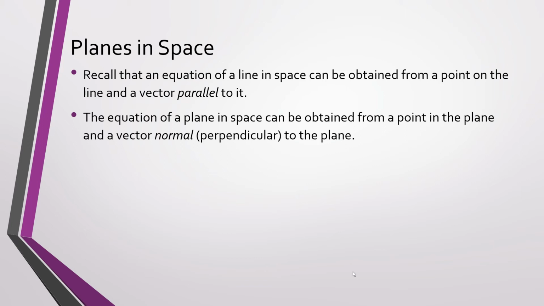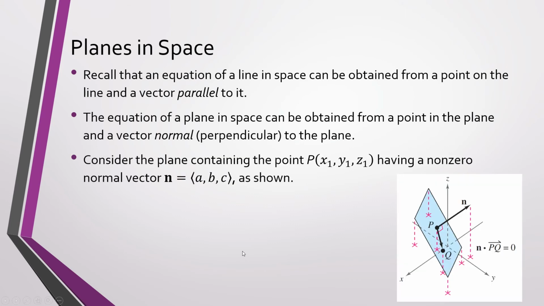So normal, perpendicular, orthogonal are used rather interchangeably in your book when we're referring to vectors. If you go on to future math classes, they get more specific uses that apply better to certain situations. But for what we're doing right now, just know that they're being used interchangeably and mean perpendicular when we're referring to vectors. All right, so consider a plane that has the point P with coordinates x sub 1, y sub 1, z sub 1, that has a non-zero normal vector n with components of a, b, and c, as we see in our diagram.